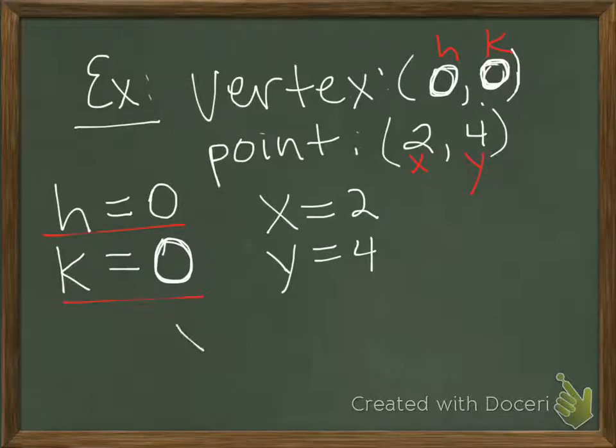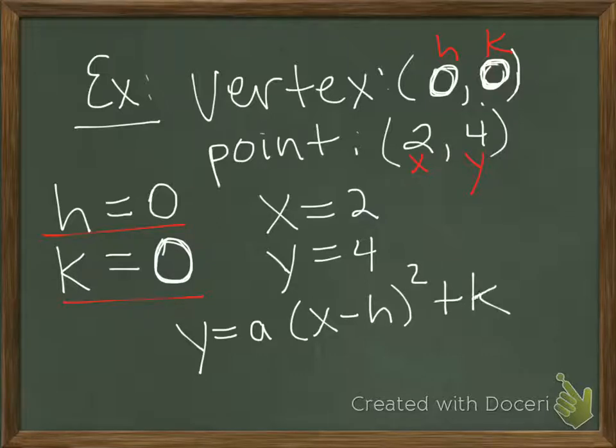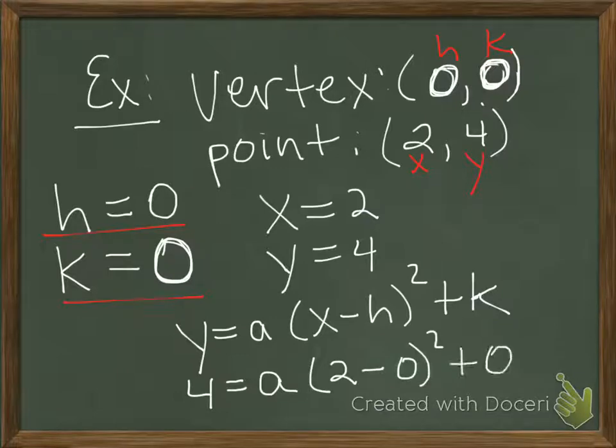And the equation is y equals a times (x minus h) squared plus k. So I'm going to replace in this equation the h, the k, the x, and the y. So replacing the y gives me 4, I don't know a, x is 2, h is 0, k is also 0. So plugging this in gets rid of all of my variables except for a, and that's what I want to solve and figure out. So going to the next page, I'm going to be solving this for a.